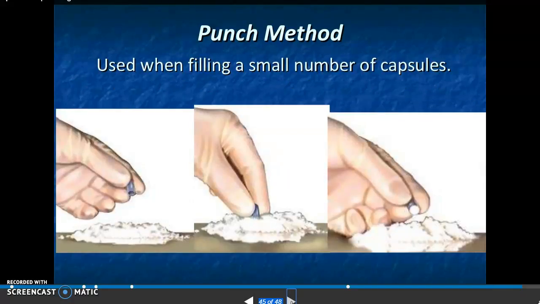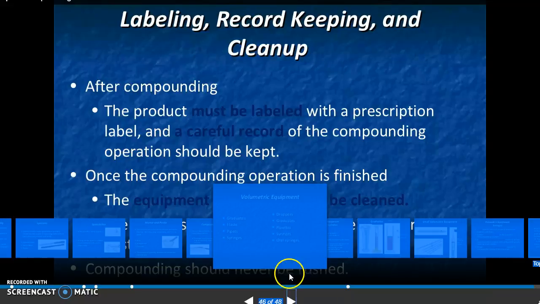When filling a number of capsules, use the punch method. You put the powder there. You have your gloves. If you have to touch the medication, like in this particular case, you want to make sure that you always have gloves, so that no contaminants enter the medication. And as you can see here, you just take the capsule, punch it down, and you put it here. Then you put the other side on to the medication.